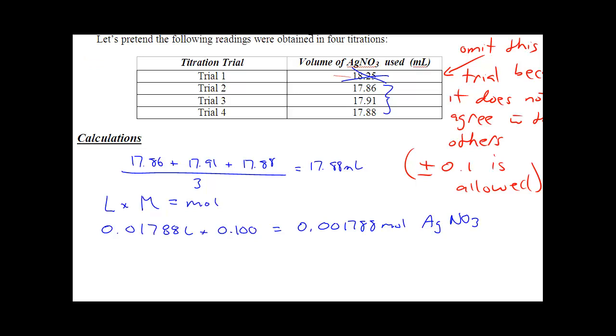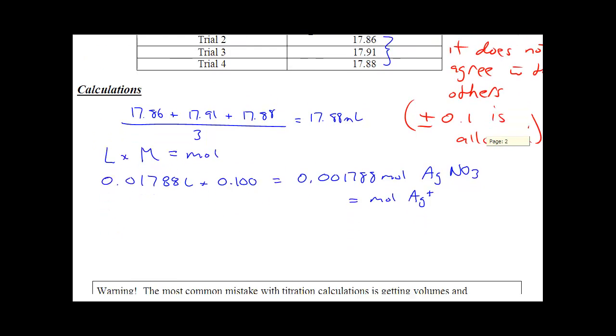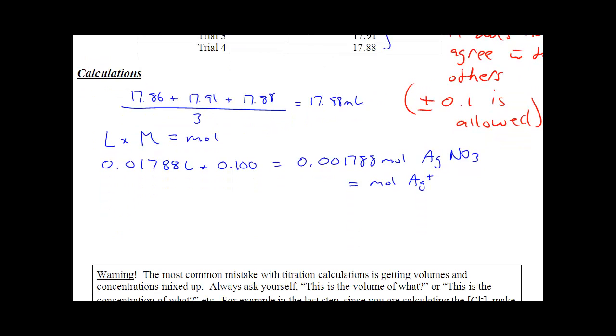Well, NO3 is a spectator. We don't care about that. We just care about Ag. And there's a 1-to-1 ratio between Ag in AgNO3. So this is actually the moles of Ag+. And the net ionic equation for the reaction that we know is taking place is you're adding Ag+ to an unknown solution of Cl- until we see this form. The endpoint tells us when this reaction is over.